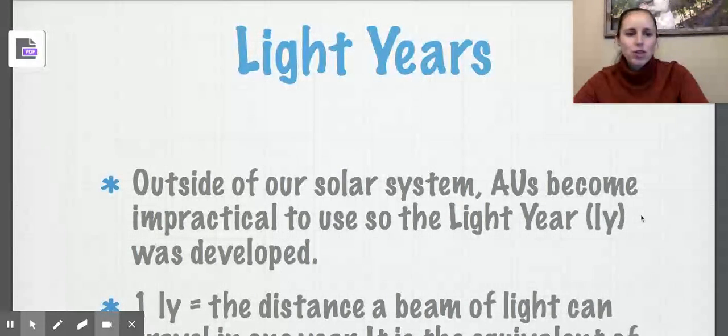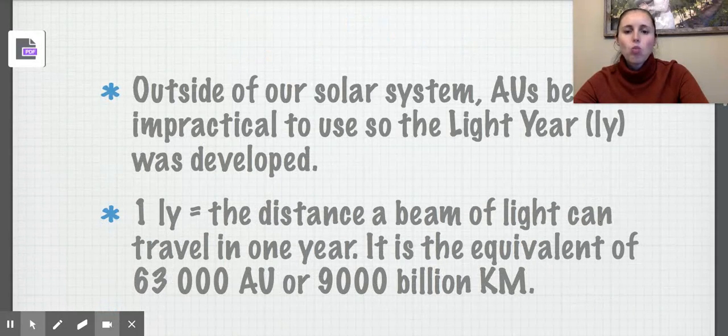The short form for light year is LY. 1 light year is the distance a beam of light can travel in 1 year. It's literally a light year. So it's how far light can go in a year. We talk a little bit more about the speed of light next year in grade 10 physics, but know that light is extremely fast. In 1 year, light can actually travel about 9,000 billion kilometers. That's a really big number, or about 63,000 AUs.